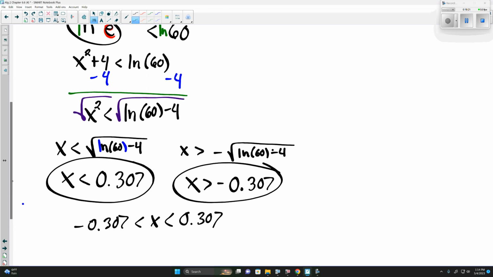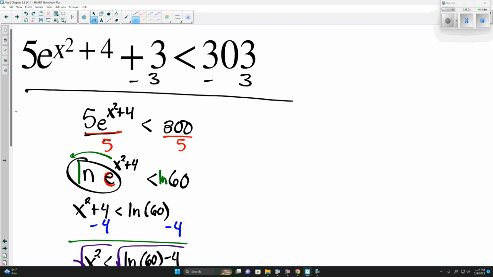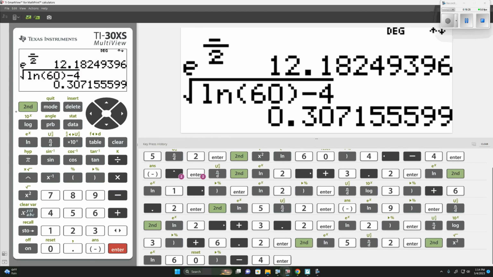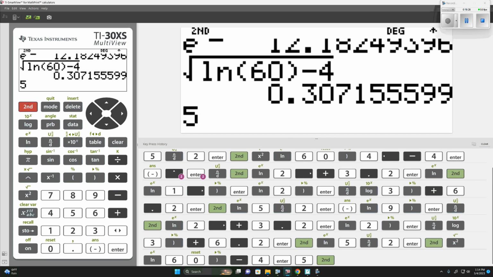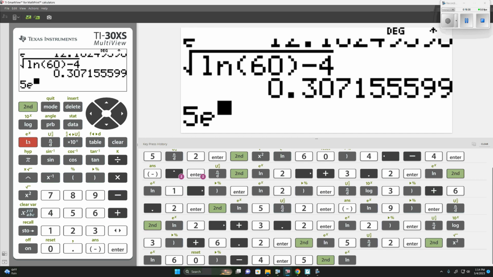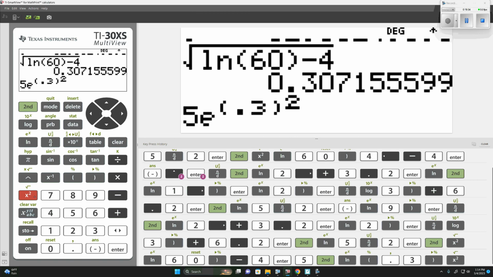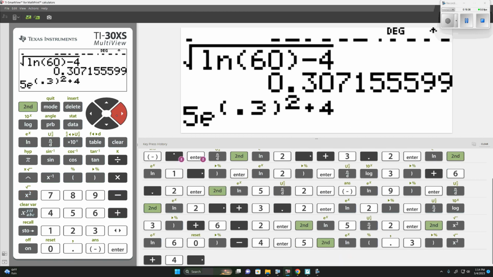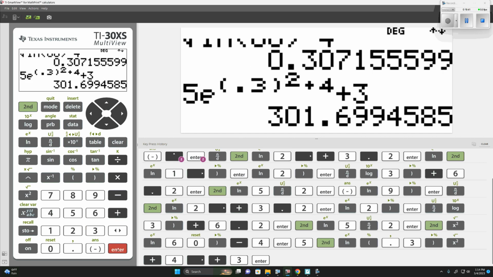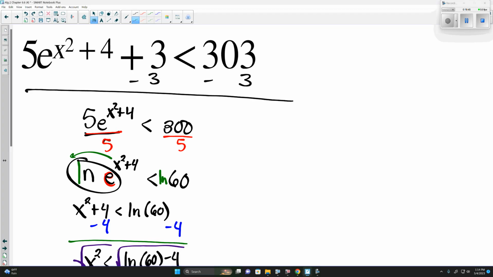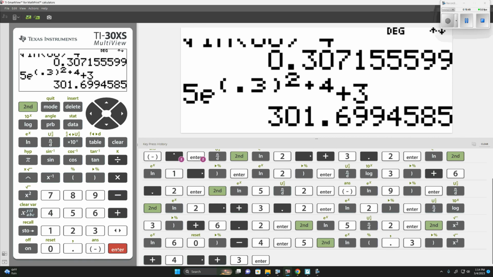So 0.3 would technically work in this. So if I did 0.3 squared plus 4, and then what was it? Plus 3. We get 301.6, which is less than 303. So that works.